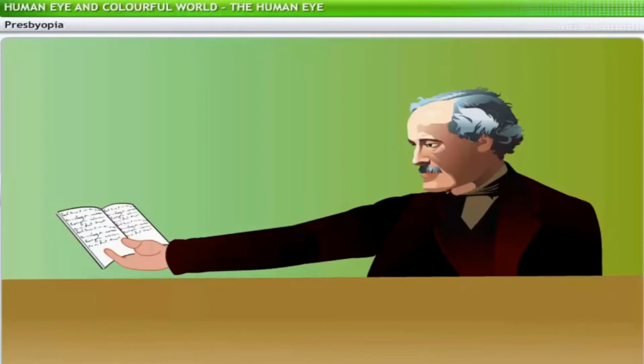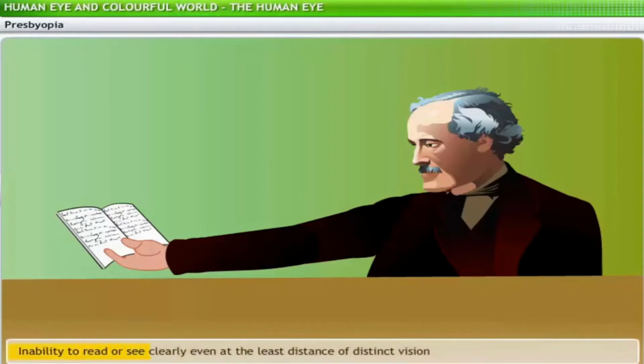Presbyopia is a condition in which the crystalline lens of an eye loses its flexibility. Persons suffering from presbyopia are unable to read or see clearly, even at the least distance of distinct vision, which is 25 centimeter.